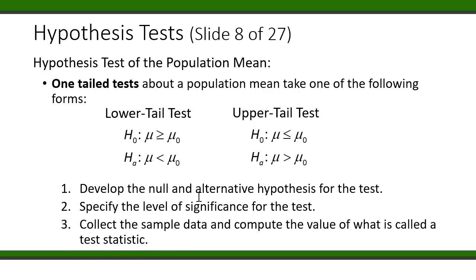So what you'll do is you'll develop your hypothesis test first, the null and the alternative. Then you'll specify a level of significance for the test. Then you collect your sample data and compute the value of what you're looking at. And this is called your test statistic.